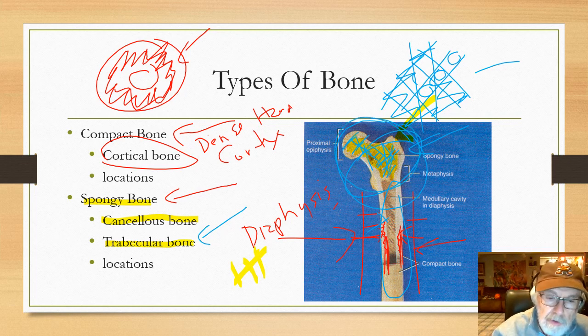Usually at the ends of the bones is where we're going to find this spongy or cancellous or trabecular bone. Sometimes they also call it medullary bone, because this area in here is called the medullary canal, and that medullary canal is filled with that medullary bone or that spongy bone, which is mostly yellow marrow in adults.